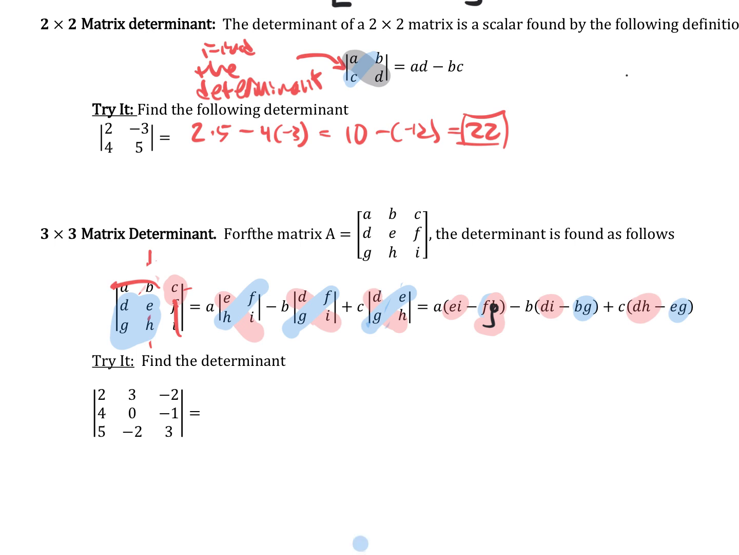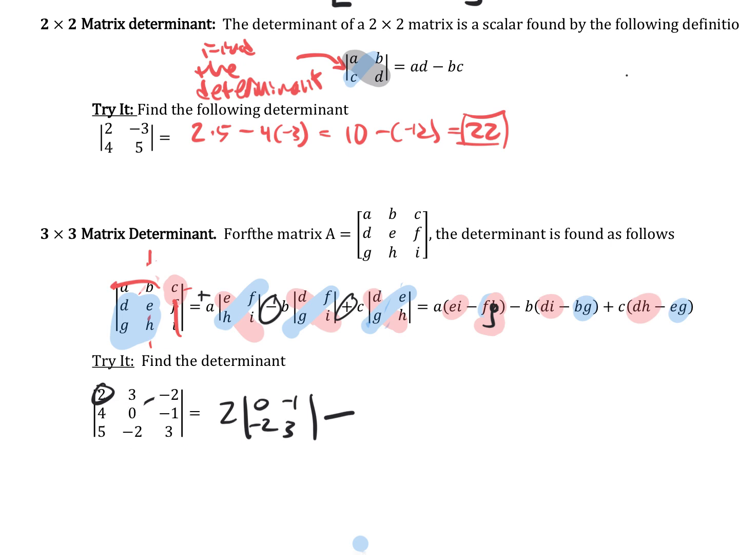Okay? So you can memorize this, or we can just break it up like this. It's probably a lot easier to break it up. This is a generalized way to do this. Okay? So now notice, by the way, that the signs alternate. So this is positive A, negative B, positive C. So that's important. Well, let's find the determinant here. So we're going to take the 2 times the determinant of 0, negative 1, negative 2, 3.